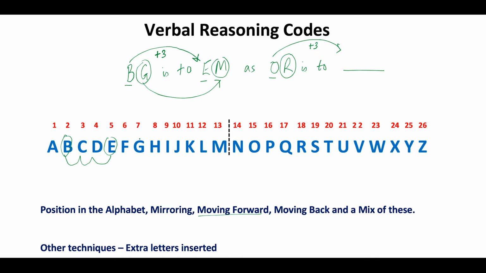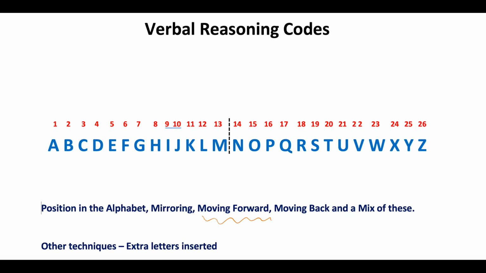So the next one is G to M. Again, 1, 2, 3, 4, 5, 6, +6 there. So we put +6 here. We're going to be doing +6 for the second letter. Looking at the O, we're going to add 3. 1, 2, 3. That gives us R. And then from the R, we're going to add 6. 1, 2, 3, 4, 5, 6. That gives us the X. So that's the concept of moving forward.